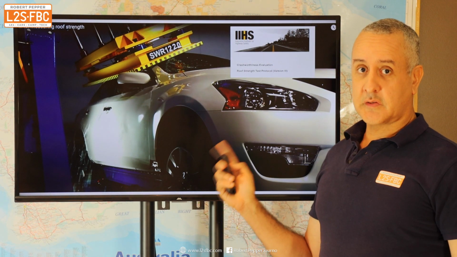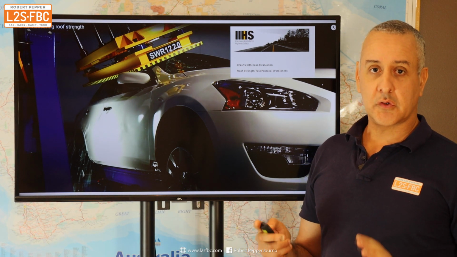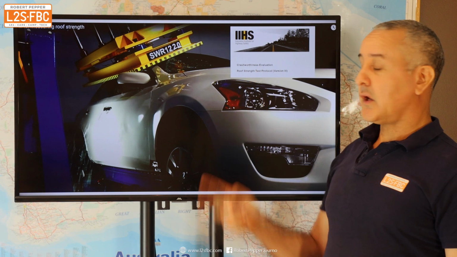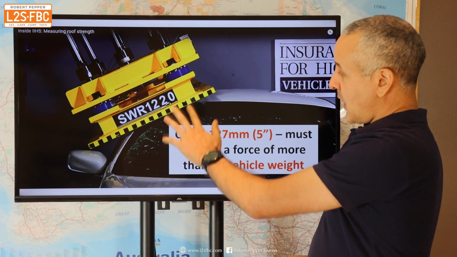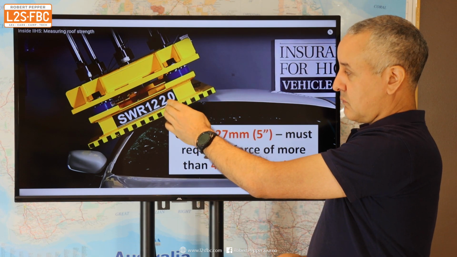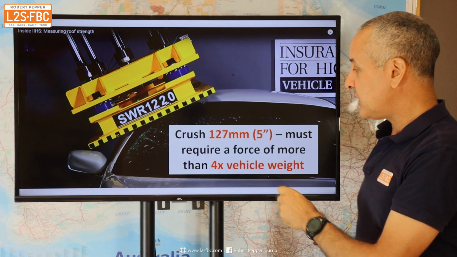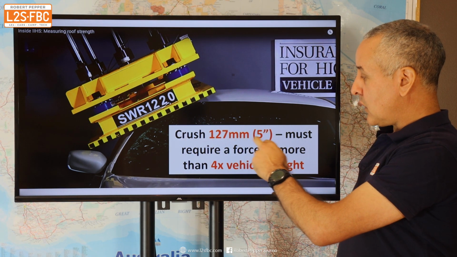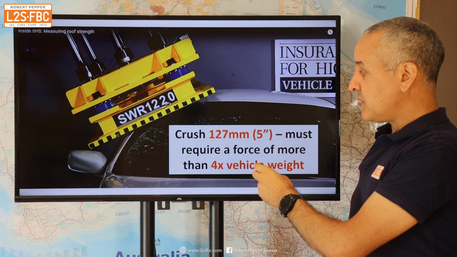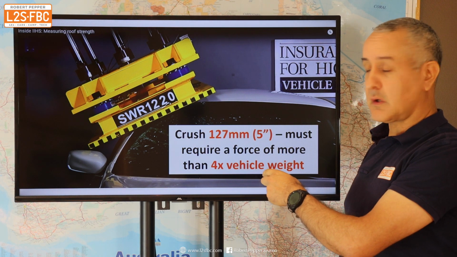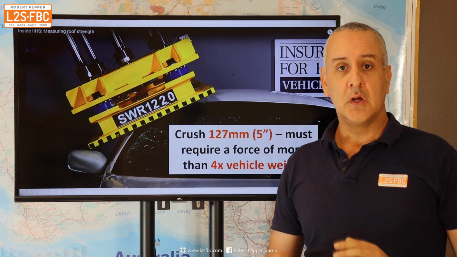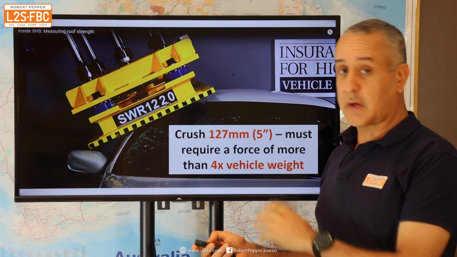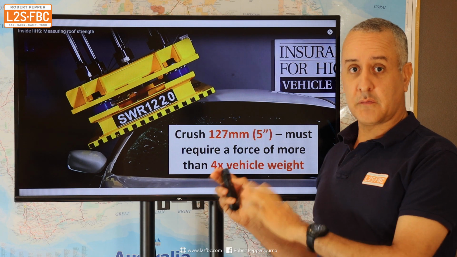Okay, now, slight diversion here, but I don't want anyone to get confused with crash ratings. The IIHS over in the USA do some really good work, and they actually crush the roof of a vehicle with this apparatus here. They're going to crush it to 5 inches, 127 mil, and they're looking for it to take more than 4 times the weight of the vehicle in terms of force to do that. Now that's nothing to do with a roof load rating at all, but I have seen people think it is, so that's why I'm saying ignore that testing for the purposes of roof load limits, nothing to do with it.